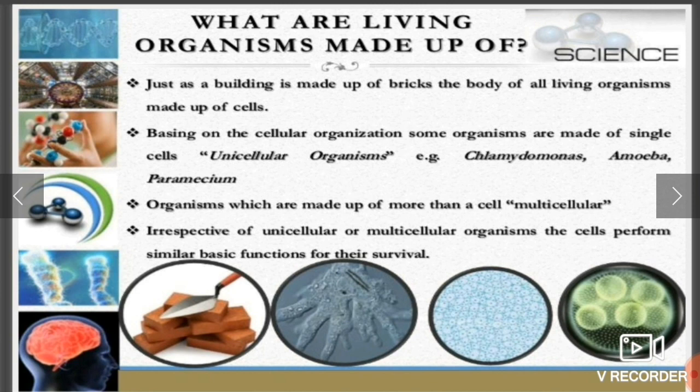First we will see what unicellular is. Unicellular means made of a single cell, like amoeba and paramecium. But multicellular is made of more than one cell, for example human beings and plants. Human beings are not made of one cell. They are made of so many cells, trillions of cells. So a human being is a good example of a multicellular organism.